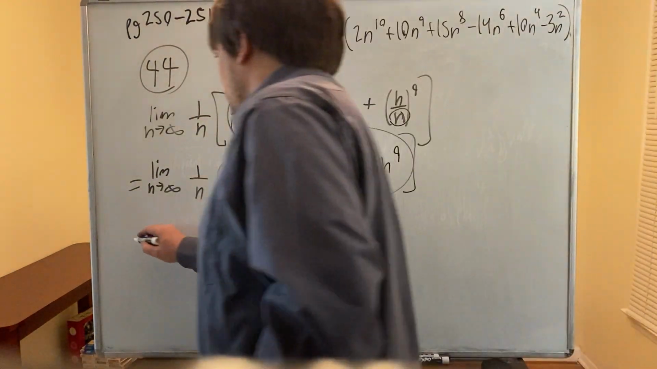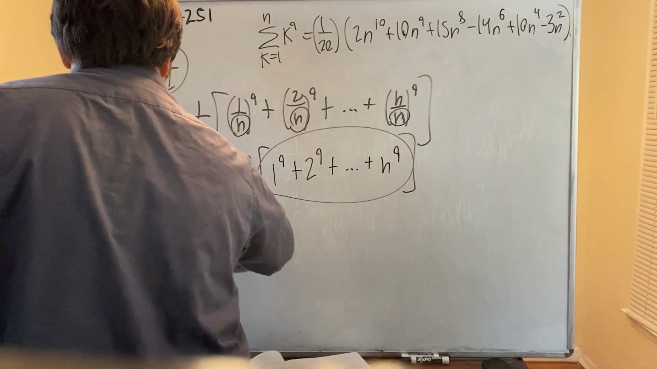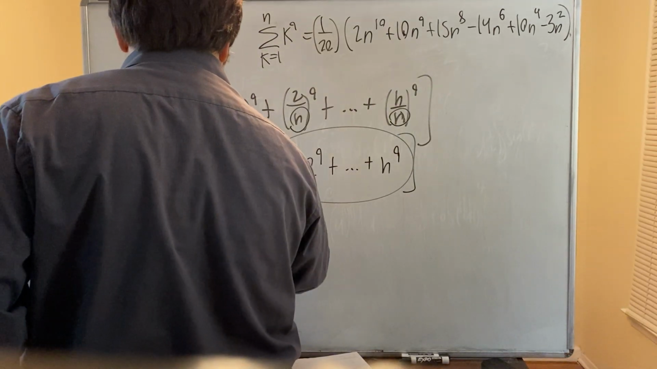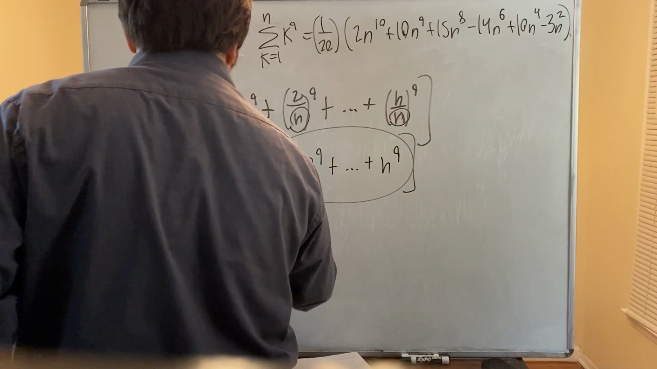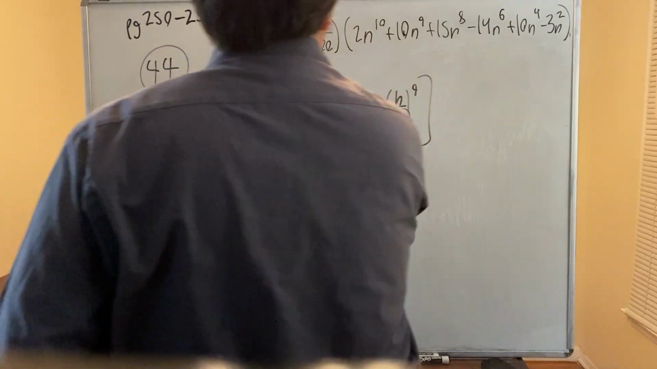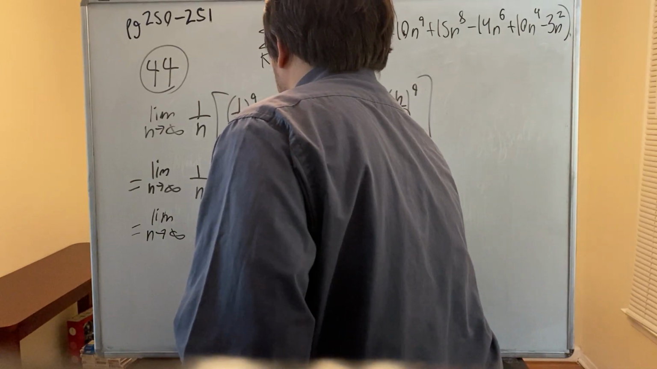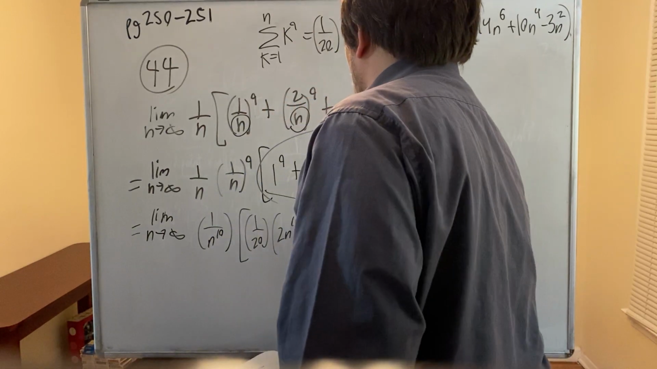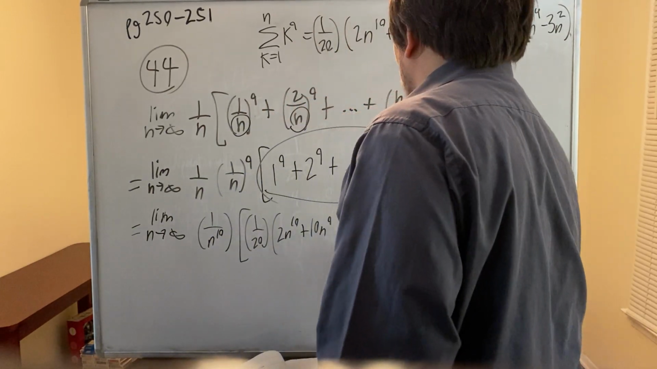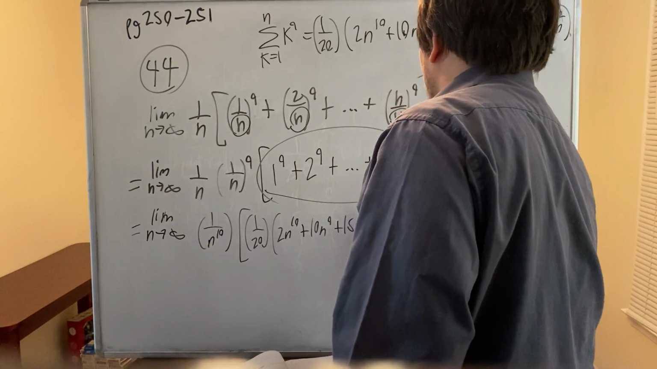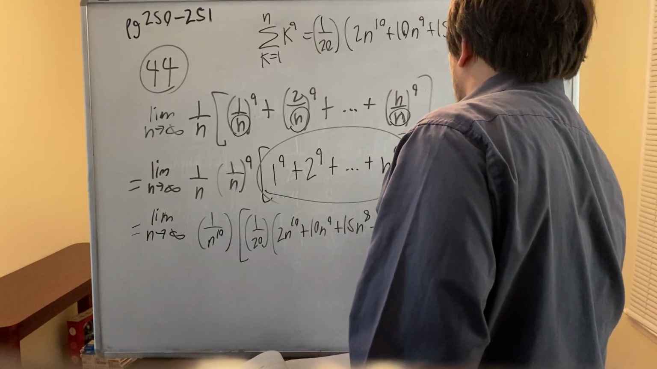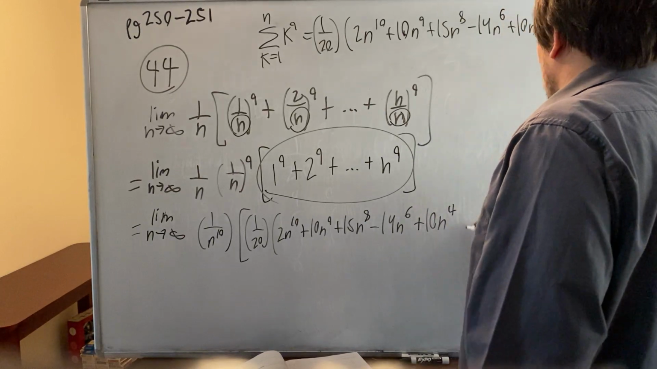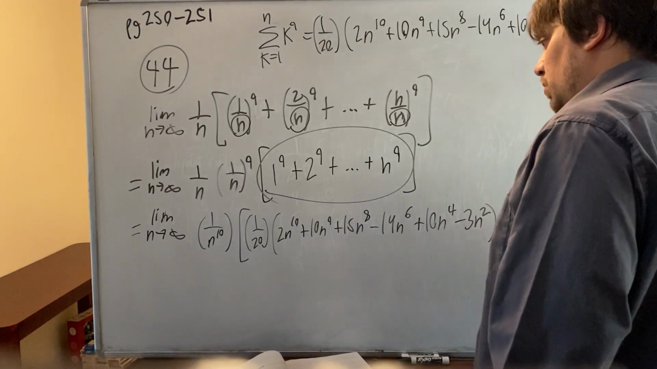So I'm going to substitute. This is equal to the limit as n approaches infinity of 1 over n times 1 over n to the 9th, which is 1 over n to the 10th power, times that, which is 1 over 20 times 2n to the 10th plus 10n to the 9th plus 15n to the 8th minus 14n to the 6th plus 10n to the 4th minus 3n squared.